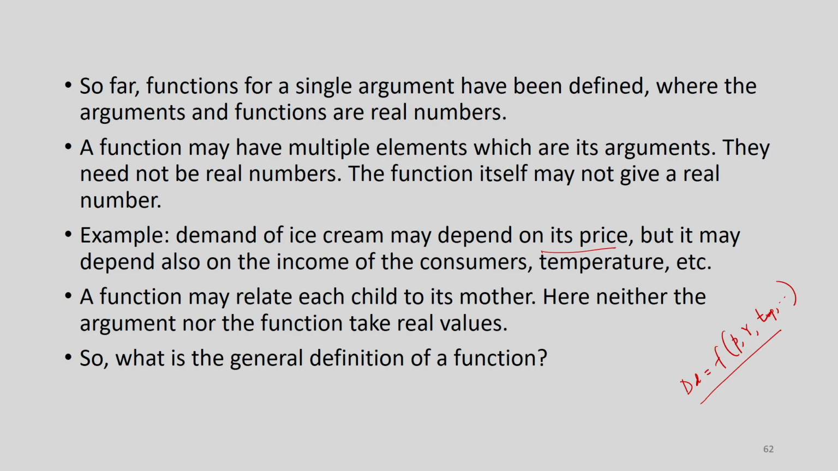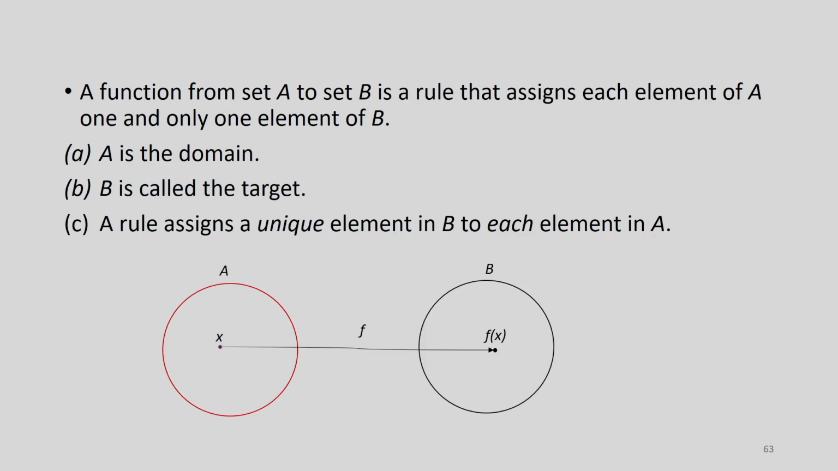Now, here the child is not a number, it is maybe a person, or you can say it is a name, and the mother is also not a number, it could be a name, a person. So, in this case you do not get real values as arguments, nor do you get real values as the value of the function. So, what is the general definition of a function? If you have these complications, then how do you generally define a function? Okay, so, this is the sort of general definition of a function.